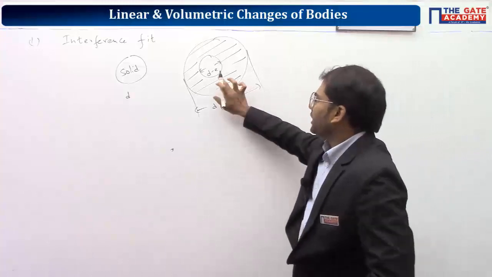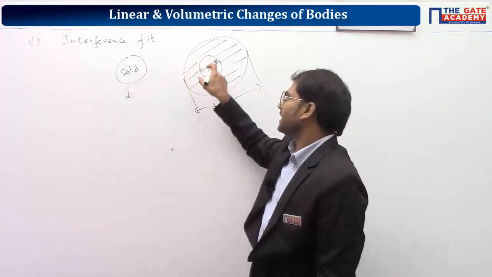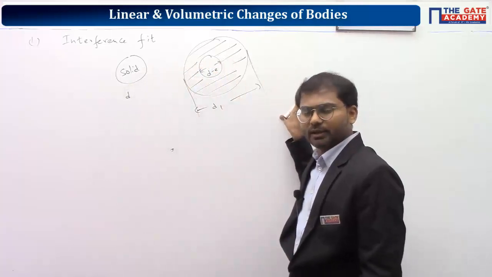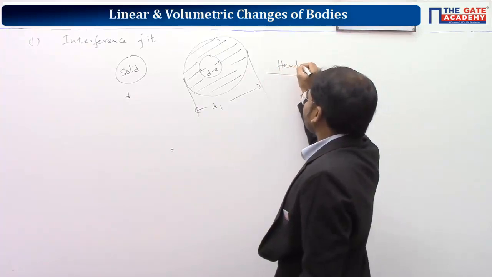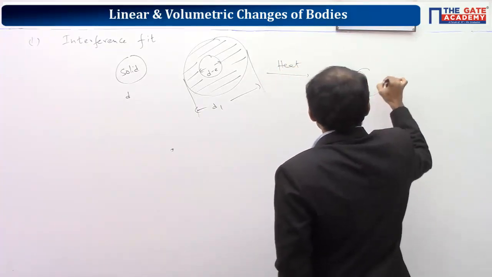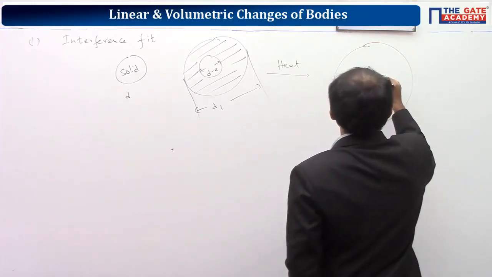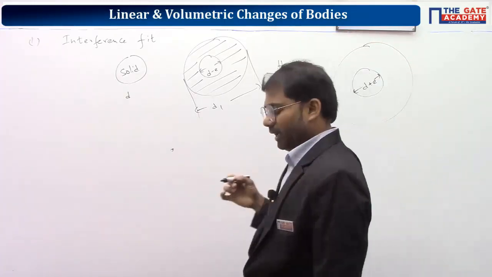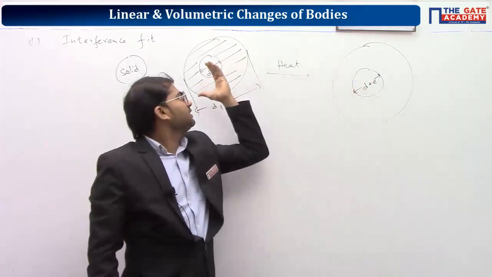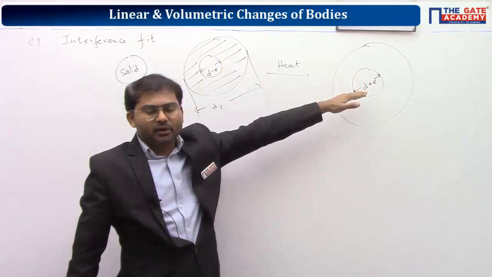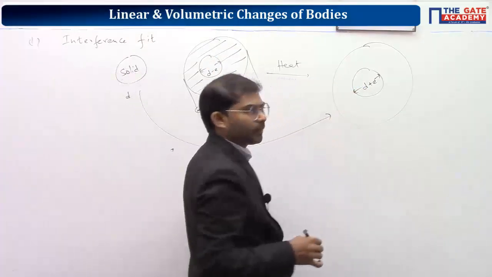Okay, so the hollow shaft's internal diameter is D minus E, and the solid shaft has diameter D. If you try to insert the solid shaft inside this hollow shaft, it is not possible. So what we do is we heat the hollow shaft. Once we heat that, its internal diameter will increase. Let's assume it becomes D plus E. Now you can insert the solid shaft inside the hollow shaft.